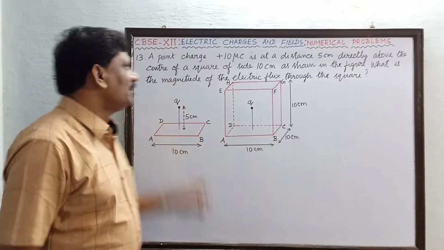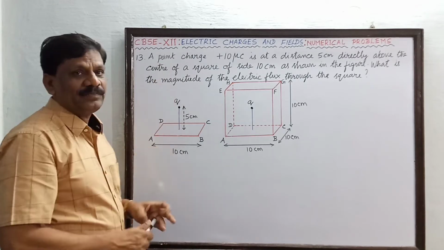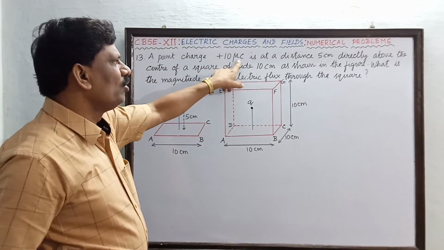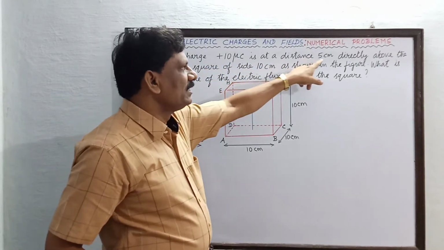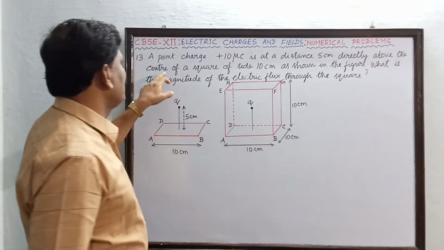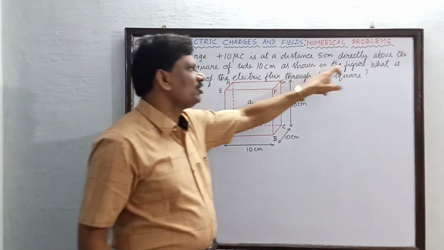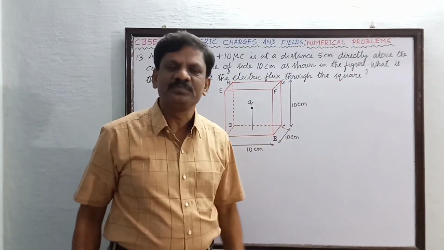Hi students, problem number 13. A point charge plus 10 microcoulomb is at a distance 5 centimeter directly above the center of a square of side 10 centimeter as shown in the figure.